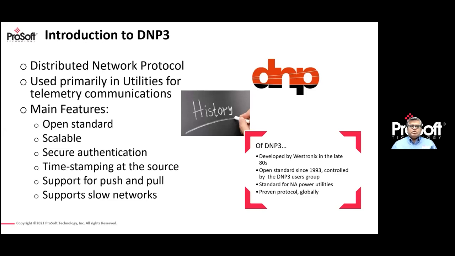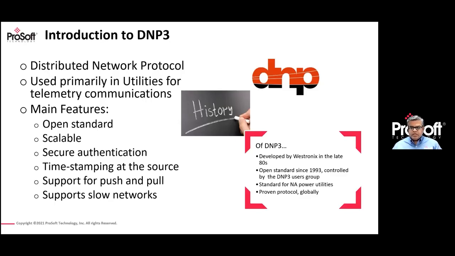So, the introduction. DNP3, what does it stand for? DNP3 stands for Distributed Network Protocol. Like I said, it's primarily used in the utilities, and primarily for telemetry communications. Because with utilities, you've got all of these assets that are geographically dispersed, you have to have communications to bring all of that data back through to your top end.